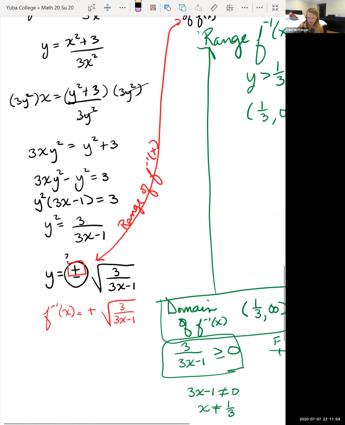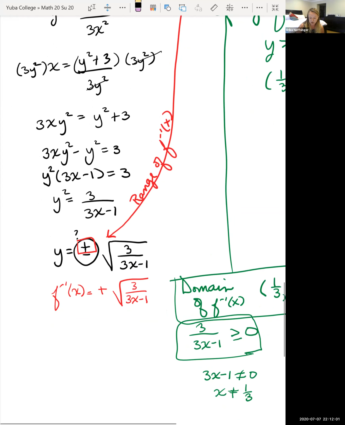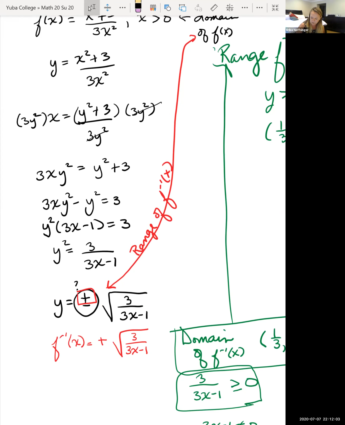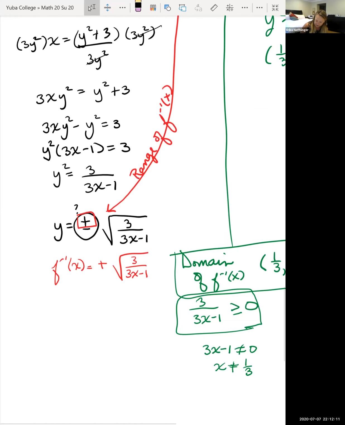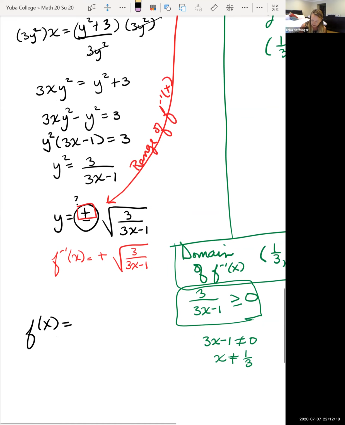And so the last part was checking. So showing that what we got for our inverse function was truly our inverse function. And so if we take the composition of our two functions, so let's look at f of x. So f of x again was equal to x squared plus 3 all over 3x squared.